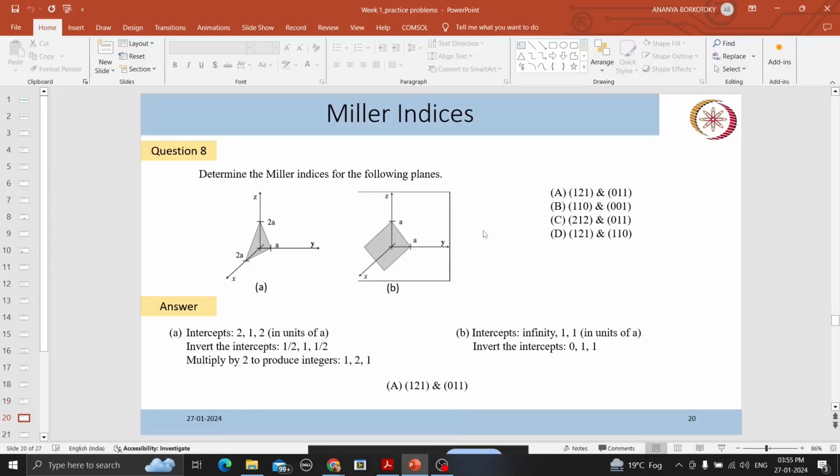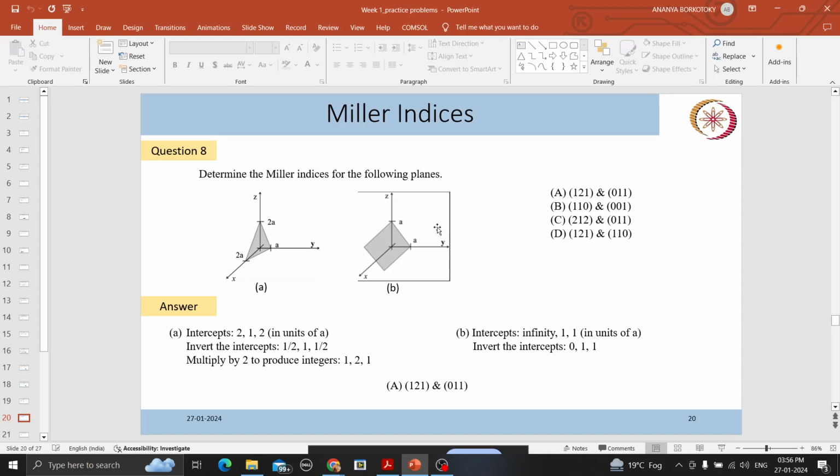Okay, so how do you calculate Miller indices? First, you determine the intercepts with the three axes, x, y, and z. So for figure A, the intercepts are 2, 1, 2, and then we take the reciprocal of the intercepts, 1 by 2, 1 and 1 by 2, and then we multiply by an integer, 2, to get integer values. So for this plane, it will be 1 2 1.